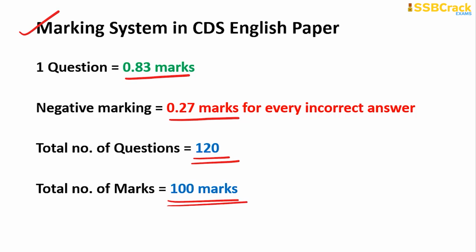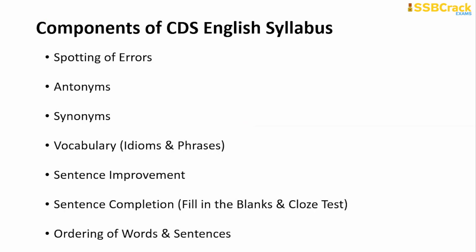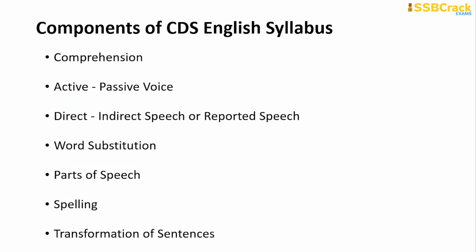Now coming to the syllabus for CDS English, the topics that you need to cover are spotting of errors, antonyms, synonyms, vocabulary, mainly idioms and phrases, sentence improvement, sentence completion, which comes in the form of fill in the blanks and cloze test, ordering of words and ordering of sentences, comprehension, active passive voice, direct indirect speech or reported speech, word substitution, parts of speech, spelling and transformation of sentences.